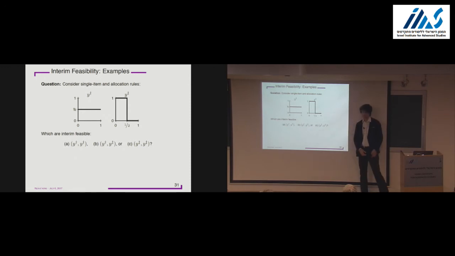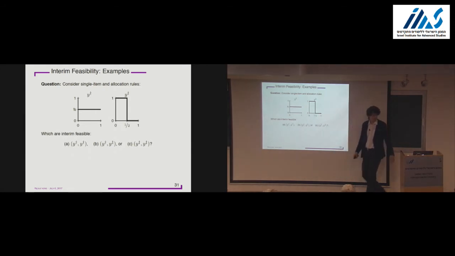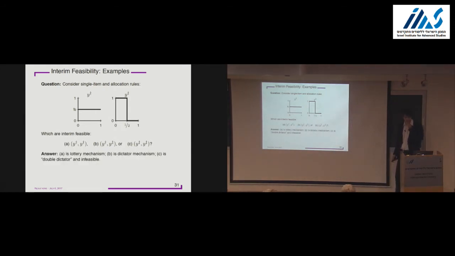What about C? Here's the point. C is not feasible. Why? Well, if two high types show up, I can't serve them both the item. Okay, so I'm going to give these mechanisms names. A is the lottery, B is the dictator: player two first gets a shot at it, otherwise player one gets it. And C I call the double dictator, which is infeasible. You can't have two dictators.